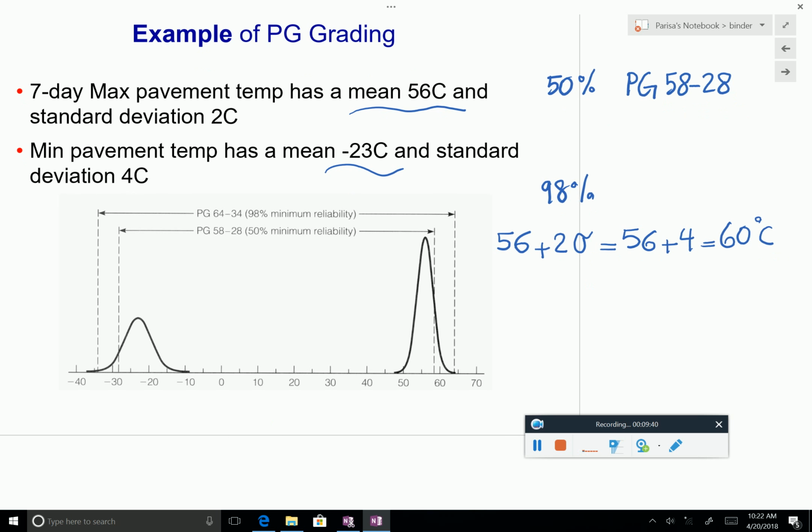And then for minimum temperature, what do you think we do? Add 2 times the standard deviation or subtract? Subtract, exactly. Perfect. This is 4 degrees, so you subtract. And now you go back to the table and find the grading again. The same numbers may not be available anymore. So you need to again be conservative.